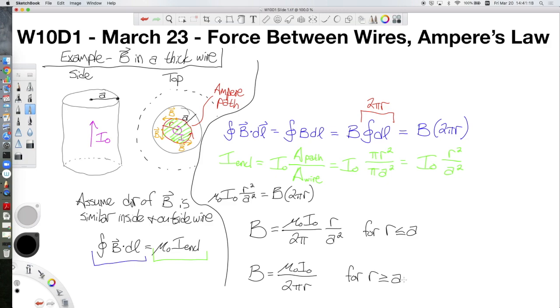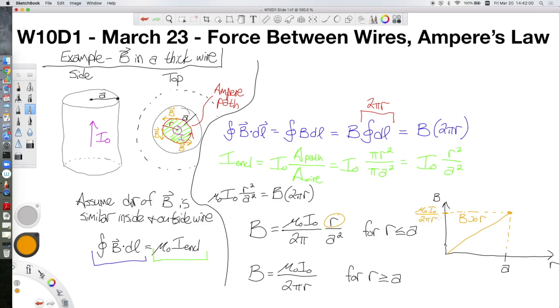So what this means is that the magnetic field of this wire behaves differently inside the wire versus outside the wire. The strength of the magnetic field here inside the wire rises linearly in r within the wire up until you hit the edge of the wire. So here our magnetic field is proportional to r, and it rises up to a level that is equal to mu naught I naught divided by 2 pi a.